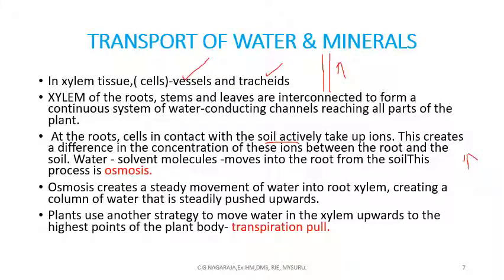At the roots, cells are in contact with the soil, and they take up ions. That creates a difference in the concentration of these ions between the root and the water. Water, that is solvent molecules, move into the root in a process called osmosis. And I explained to you, it creates a push called osmotic pressure, and water moves up, and transpiration pull also helps in moving the water upwards. So by three processes, water moves from root to all parts of the plant body.